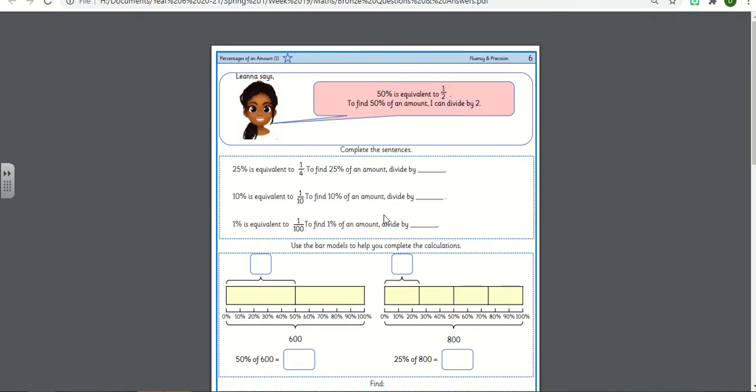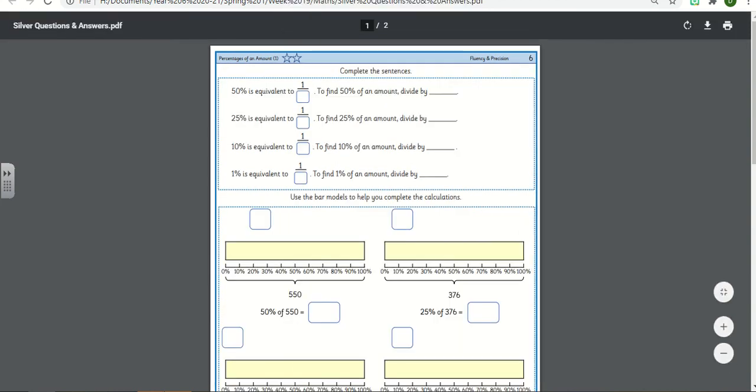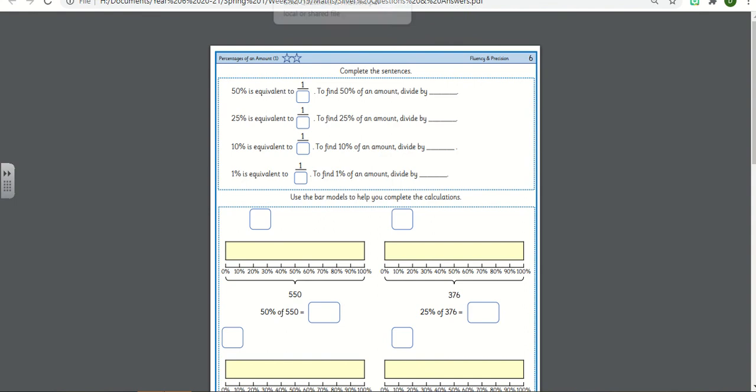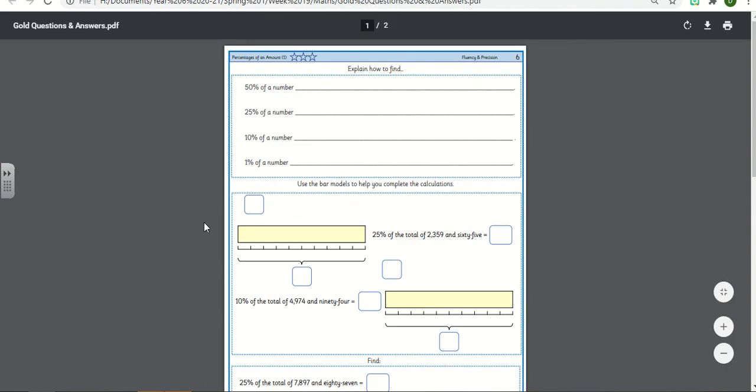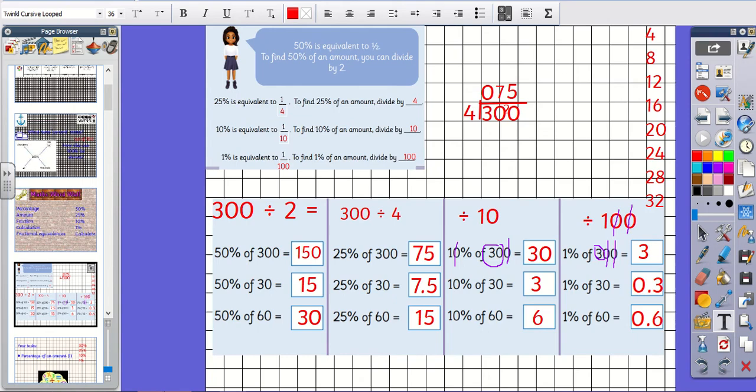Please make sure you self-assess your work before sending it in to your teachers, so we can see how you are getting on and if we need to send you any extra resources or prompts. So we've got bronze, we've got silver, and then we have got gold as well. Okay, so you can pause this video here and then come back when you are ready to do problem solving and reasoning.